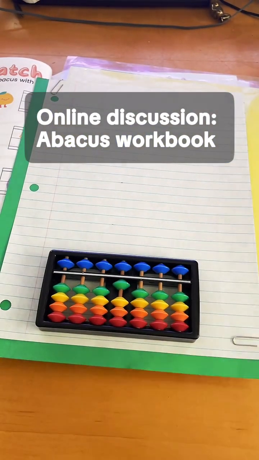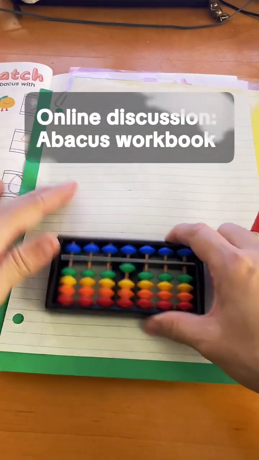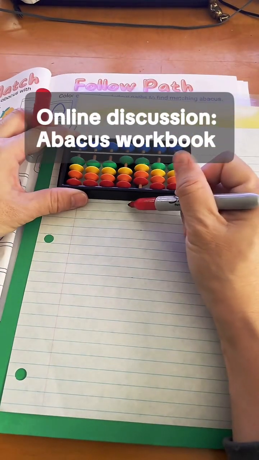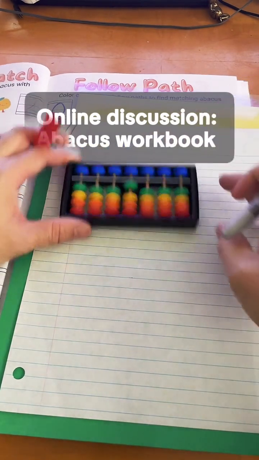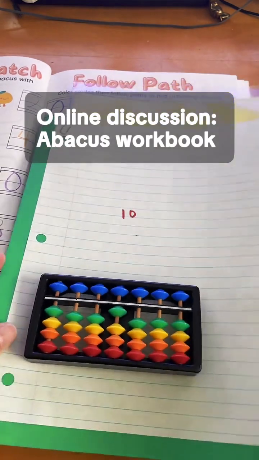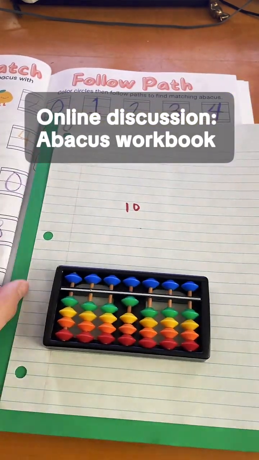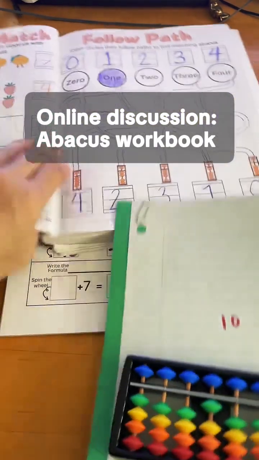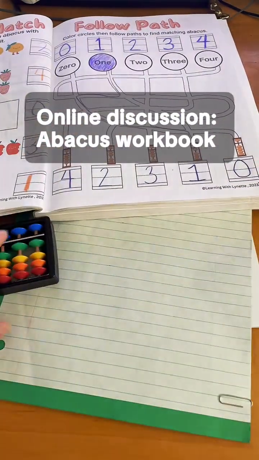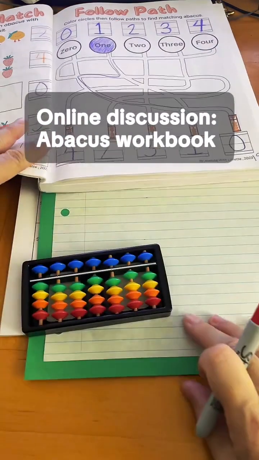So when we do 10, we have 1 and 0. How do I know? Because if you look, there's a 1 and there's a 0. So Abacus also does place value. I'm trying to rearrange. Oh no. Okay.